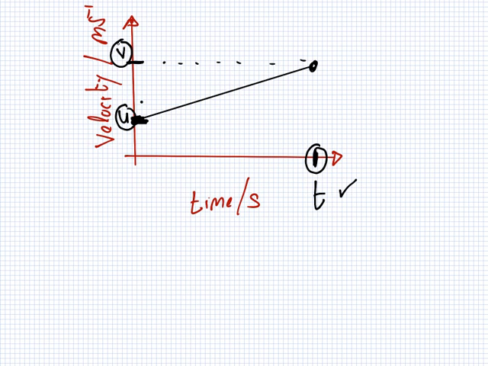Now in maths class, you've done slope, gradient, haven't you? So what is this point here? This is the point 0, U. And what's this point here on the graph?